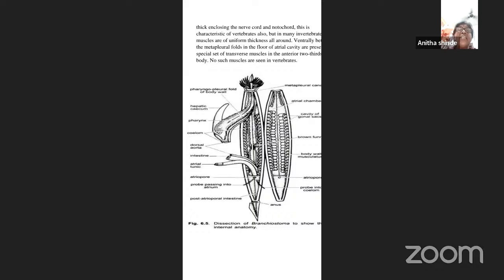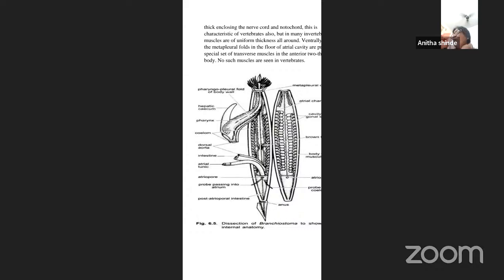No such muscles are seen in the vertebrates. So although it possesses some characteristic features of the vertebrates, it also has features of the invertebrates. We can say it is a connecting link between them. It has affinities similar to the invertebrates, so it shows affinities to both vertebrates as well as invertebrates. That is why it is not included completely in the invertebrata, nor completely in the vertebrata.